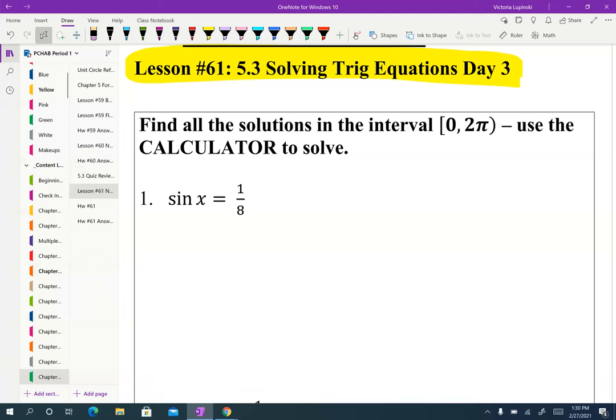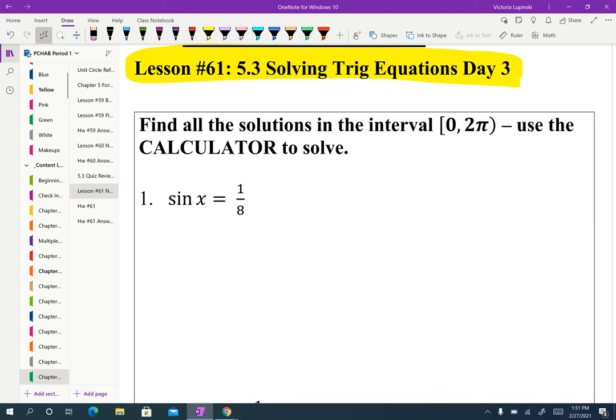All right, welcome everybody. Today we're going to talk about lesson number 61, and this is the third day of 5.3, solving trig equations. Today we're going to focus on first values that you need to find using the calculator as opposed to using the unit circle, and then finally something called functions of multiple angles, which means instead of having just a 1x inside of the trig function, you will have some other angle.